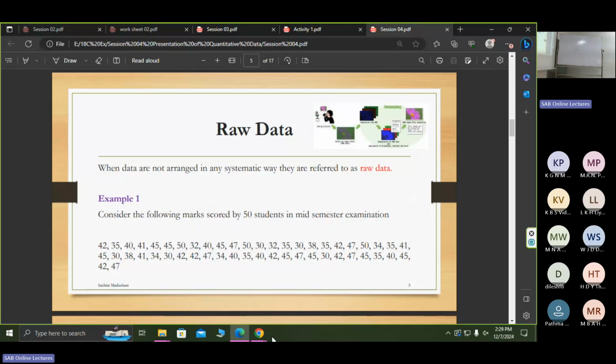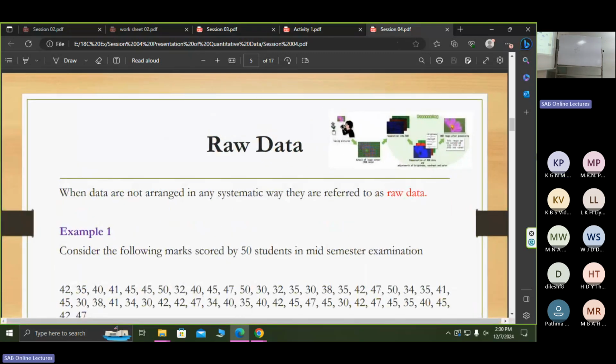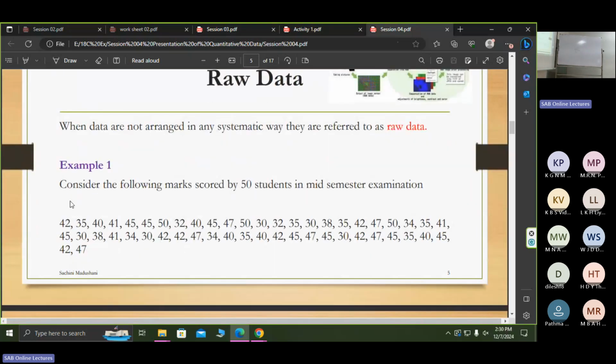Why is there no arrangement? We take the list of students and write the marks of each student. Only the list of the marks. Understood? There is no arrangement, and this we call raw data. It's there in the example: they consider the marks scored by 50 students in the mid-semester examination. We write down, one student got 42, the next one 35, the third student got 40. This one we call raw data.